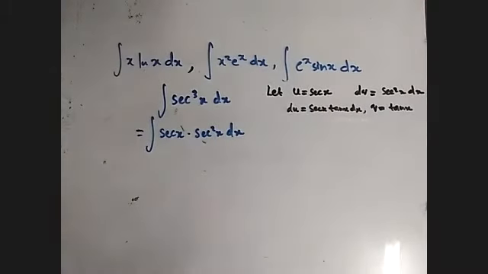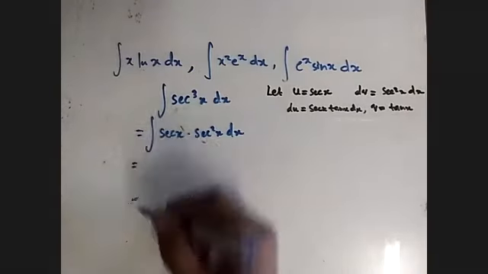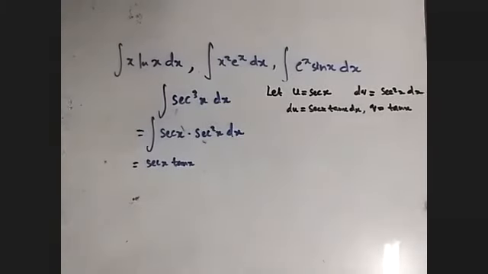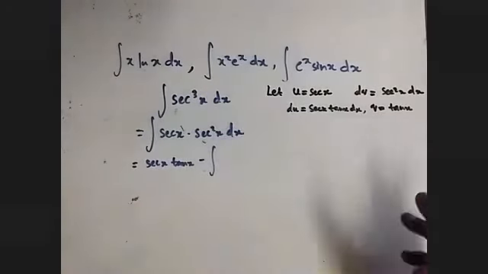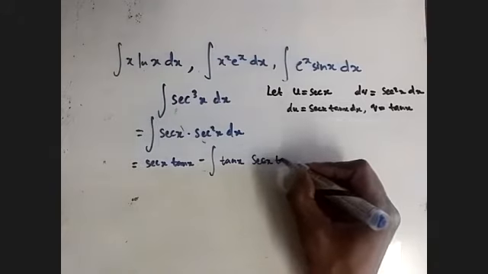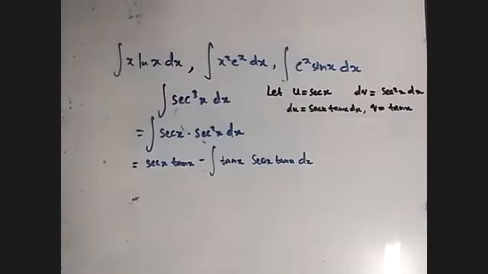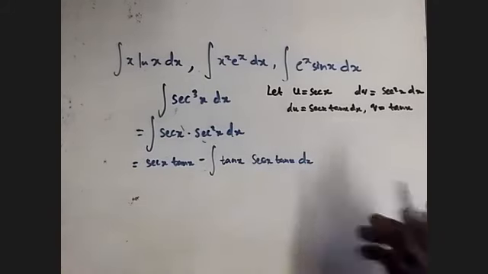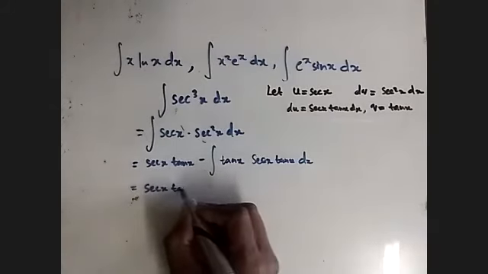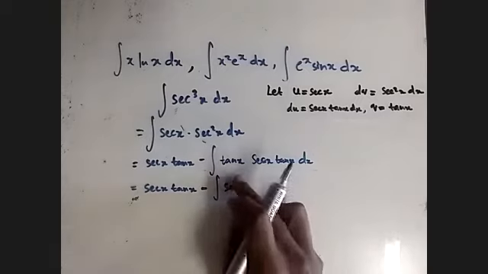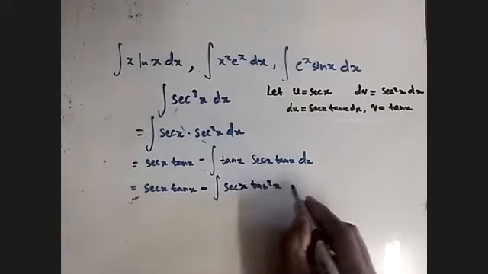All right, so the next part is u times v, which is going to be sec x tan x, minus the integral of v du. Our v is tan x, du is sec x tan x dx. So it's fairly nice, it's enjoyable. We use sec x tan x minus. Now this one is going to be sec x times tan squared x dx.